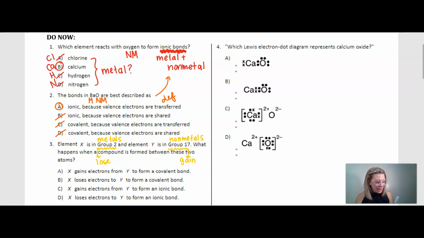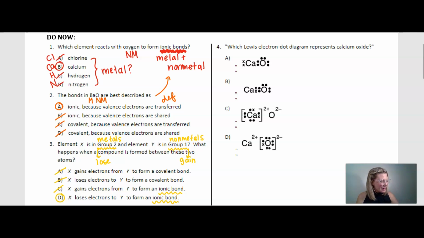So looking at our answer choices, we are looking at whether or not they gain or lose and what type of bond they form. Now, just the fact that it's a metal and a nonmetal is going to make it really easy to right off the bat say it's supposed to form an ionic bond. Okay, but now element X is a metal and therefore it has to lose, so the only answer is letter D.